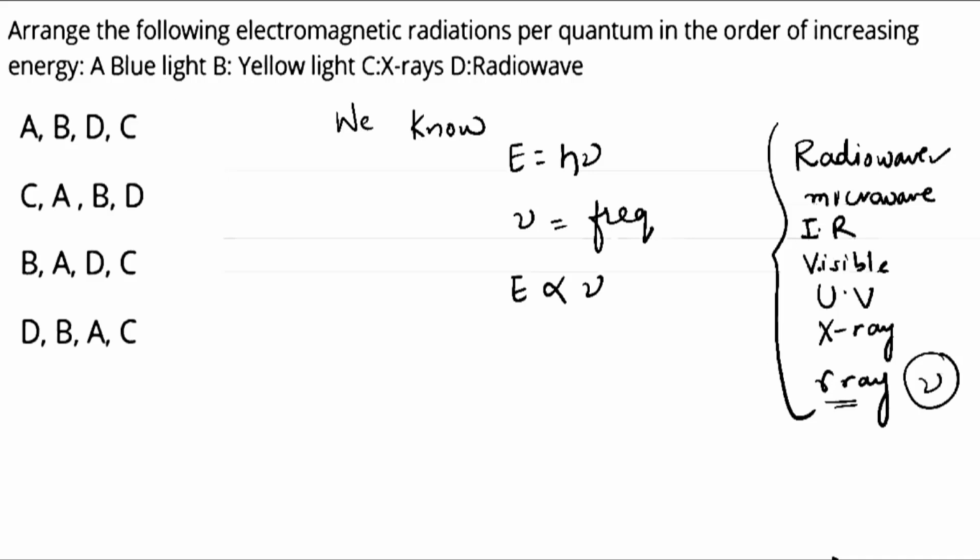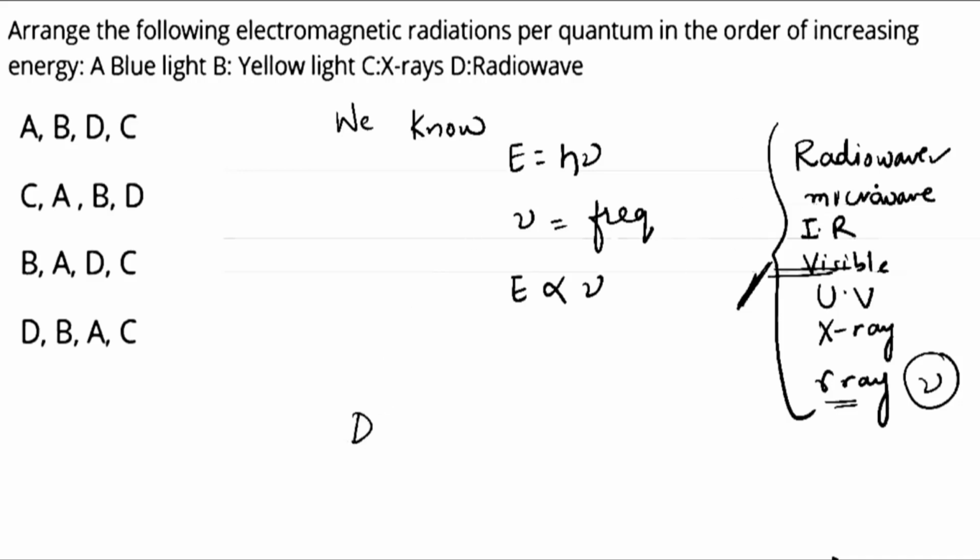Now first we have been given blue light. Blue light will lie in the visible spectrum. After that, yellow light and X-ray and radio wave. So radio wave has the lowest frequency, hence its energy will be less. Now we have to find the order in increasing order. So first we will check which has the lowest frequency. The lowest frequency is radio wave, so D will be first.